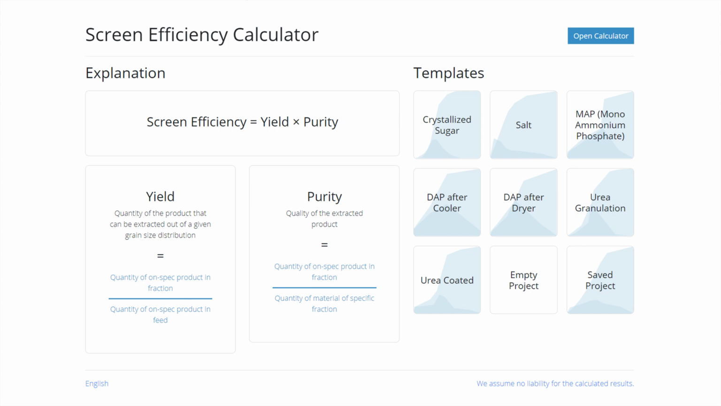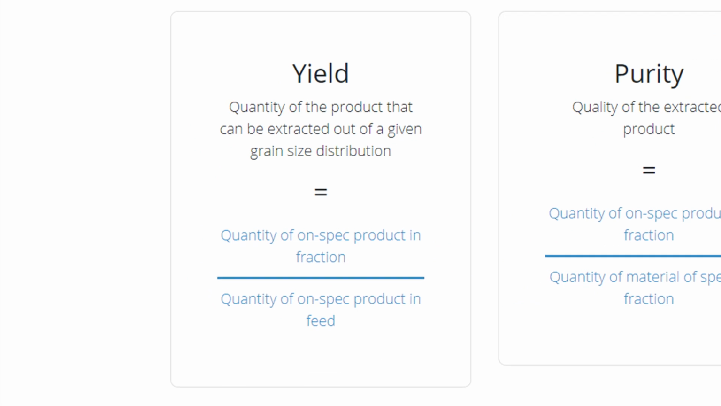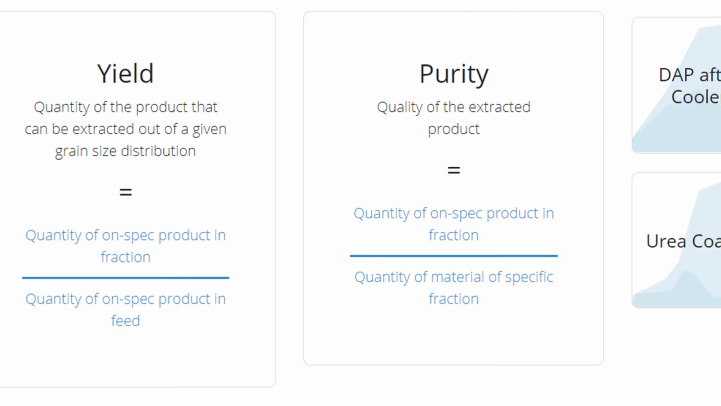First of all, we would like to explain what exactly the terms purity and yield mean. Yield describes the product quantity that can be extracted from the feed quantity, so the desired end product. To calculate the yield, you have to divide the extracted amount of on-spec grains in the fractions by the entire amount of on-spec product in feed. The result shows the obtained percent of product.